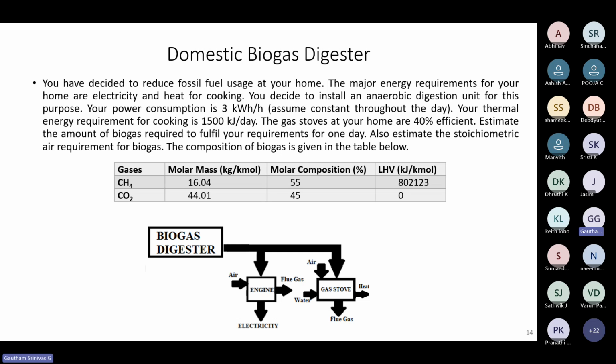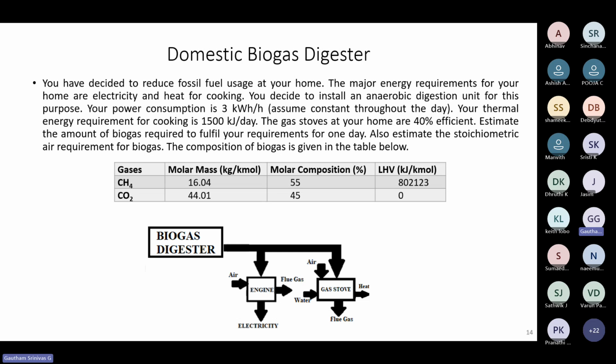So you multiply these two, add them. So 0.55 times this number, 0.45 times 0, add both numbers, you will get the final LHV in kilojoule per kilomole of biogas. Okay. Now you have to convert that kilomole into kgs. How do you do that? So you need the molar mass of biogas. So how to do that?